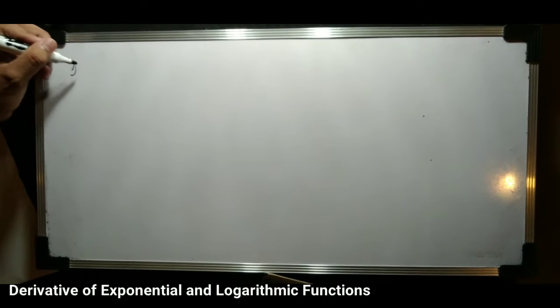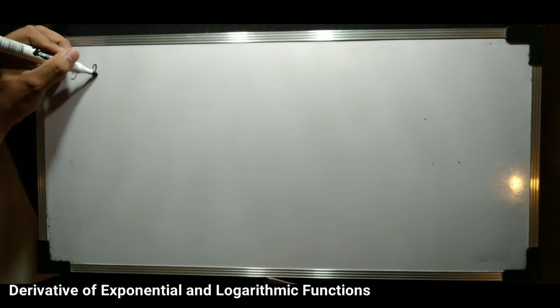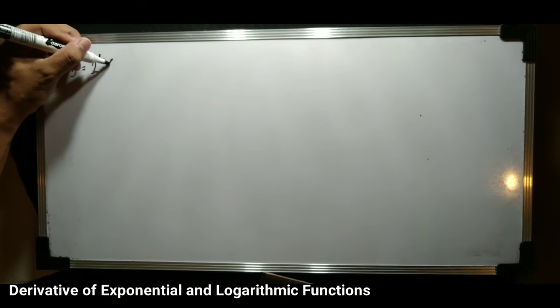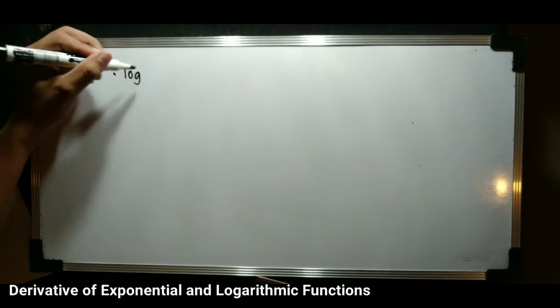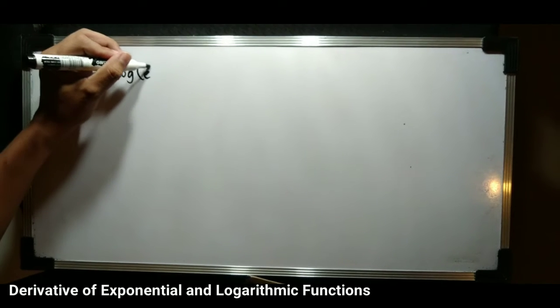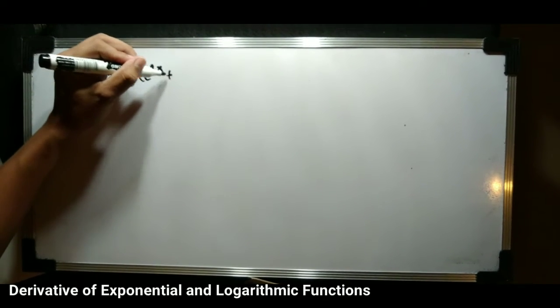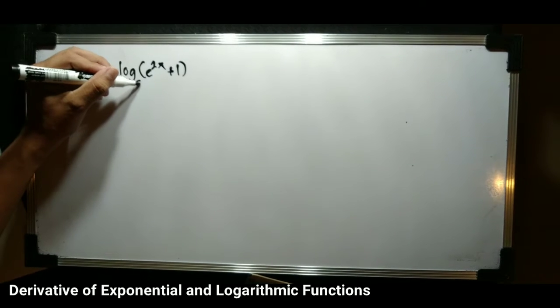So now we're going to discuss the derivative of exponential and logarithmic functions. So we have y is equal to 2 raised to ln x multiplied by the logarithm of e raised to 2x plus 1 base 5.